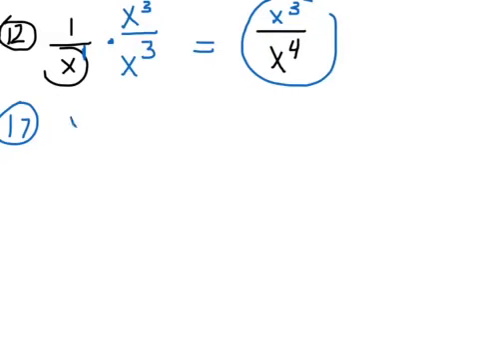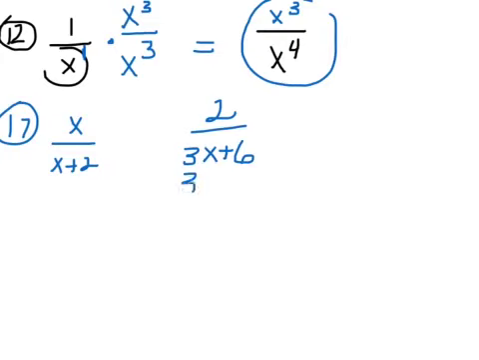Okay, for 17 we have x over x plus 2. And we have 2 over 3x plus 6, and they want a common denominator. Well, first of all, let's look at this second one. This first one, x over x plus 2, this x plus 2, the denominator, there's no way to break it down any further, but 3x plus 6, couldn't I factor a 3 out of that and I would have x plus 2? So 3x plus 6 is really 3 times x plus 2.